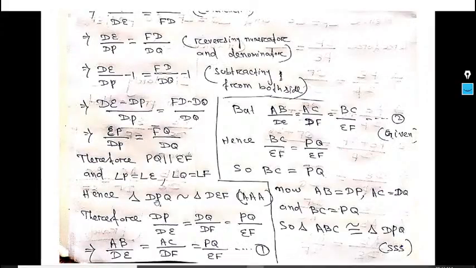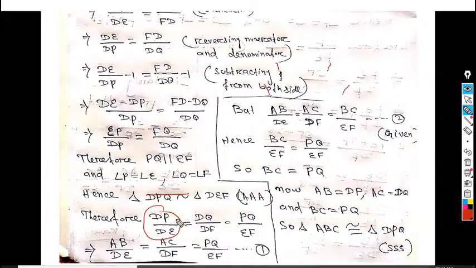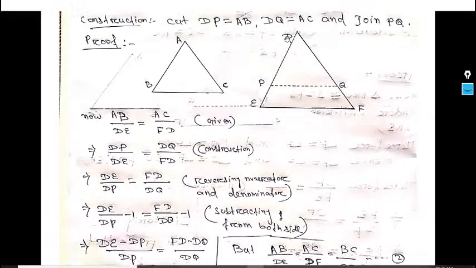Therefore, DP by DE equal to DQ by DF equal to PQ by EF. Now, remember our construction. We had constructed DP equal to AB. Can you remember? Let's move to the figure again. You can see DP is equal to AB. We have also constructed DQ equal to AC. We will just replace the value of DP with AB and DQ with AC. Let's see.